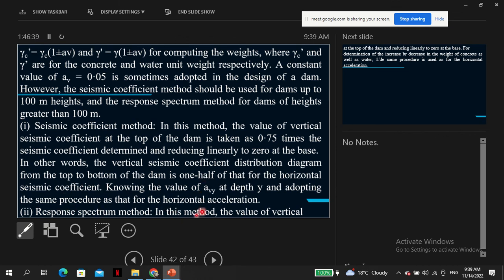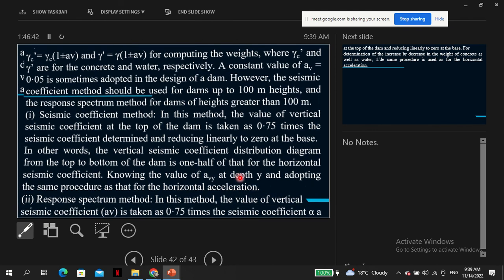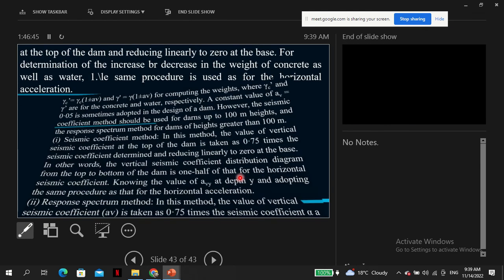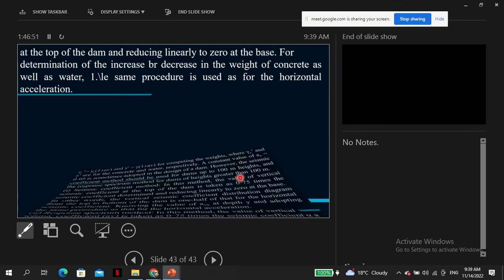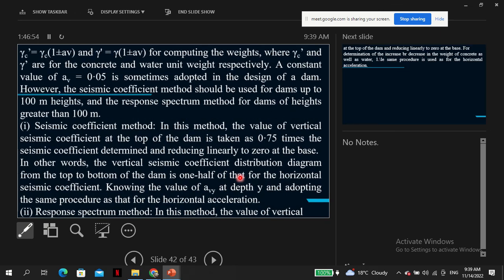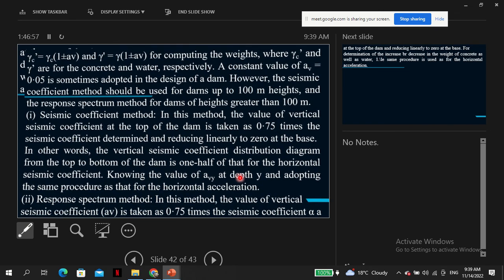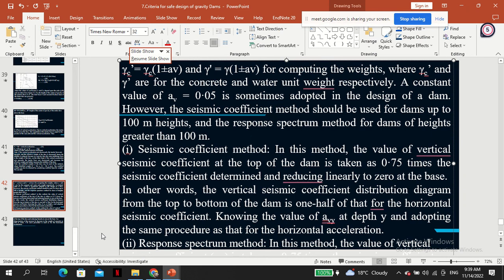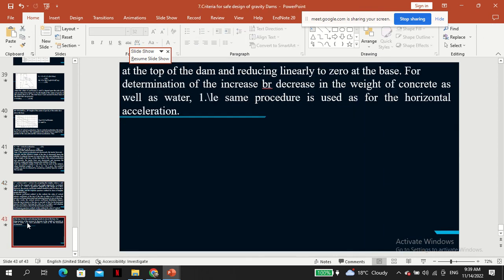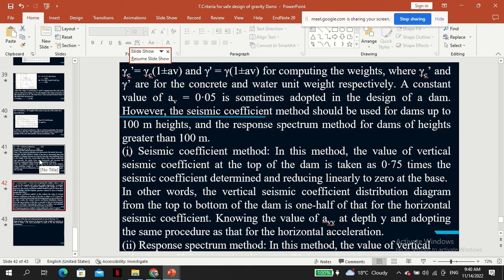Response spectrum method. In this method, the value of the vertical at the top of the dam... something is not right there. Anyway, I think we will talk about this in the next class.